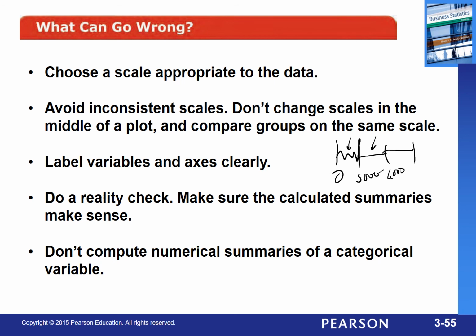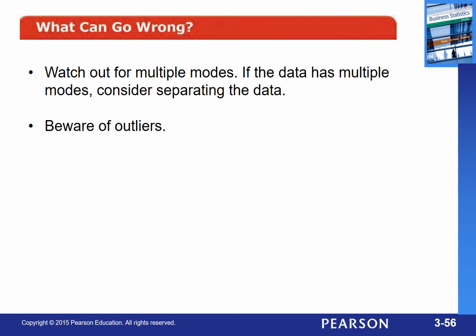Do a reality check before you do your summaries. Don't be using the mean when it's something really super skewed. Don't try to do numerical summary stuff, aka means, standard deviations, ranges on categorical stuff, because it doesn't make sense. Watch out for multiple modes. If data has multiple modes, be careful about separating the data.